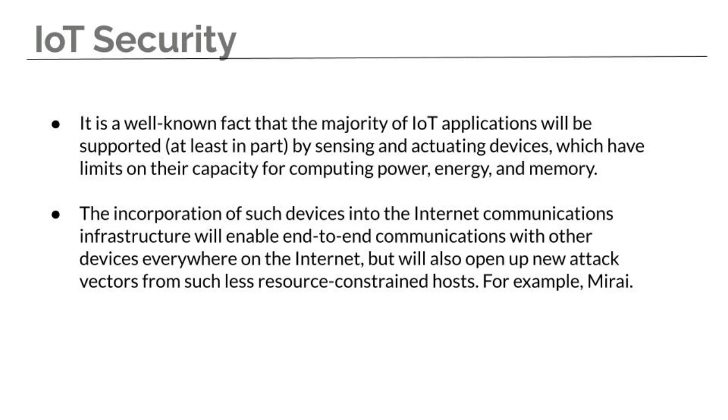One of the serious concerns that arises with IoT is the security. It is a well-known fact that the majority of the IoT devices will be supported by sensing and actuating devices, which have limits on their capacity of computing power, energy, and memory. The incorporation of such devices into the Internet communication infrastructure will enable end-to-end communications with other devices everywhere on the Internet, but will also open up new attack vectors from such less constant hosts.